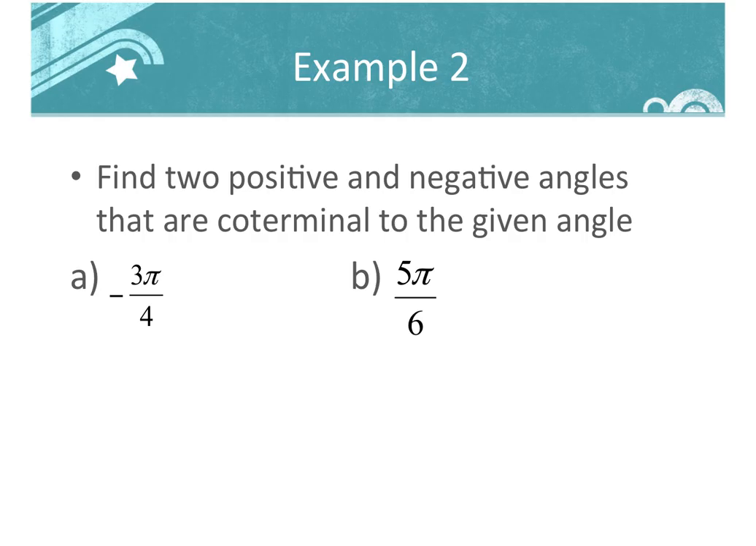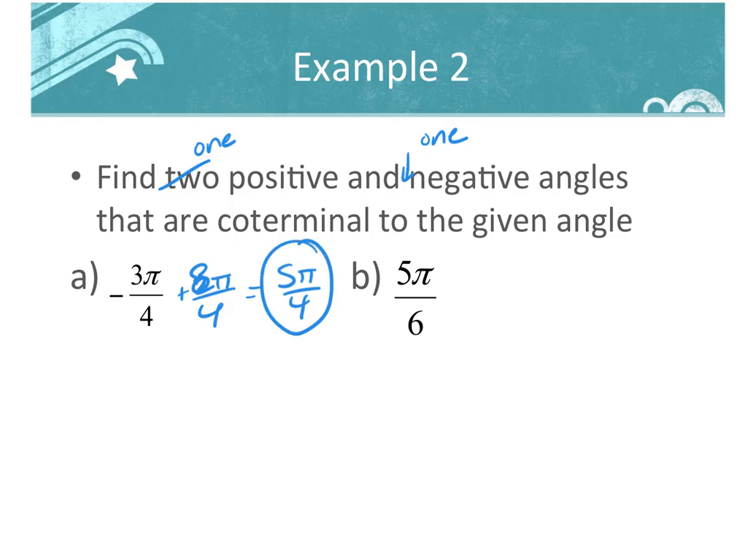So example 2 says, find 2 positive and negative angles that are coterminal to the given angle. So we're just going to find one of each. One positive, one negative. Okay. So if I'm starting negative and I want to get to a positive one, what are you going to do? Add or subtract? Add. I'm going to add 2 pi. So this becomes 8 pi over 4, and I get 5 pi over 4. Is that a positive angle? Yes. So this is the positive coterminal angle.